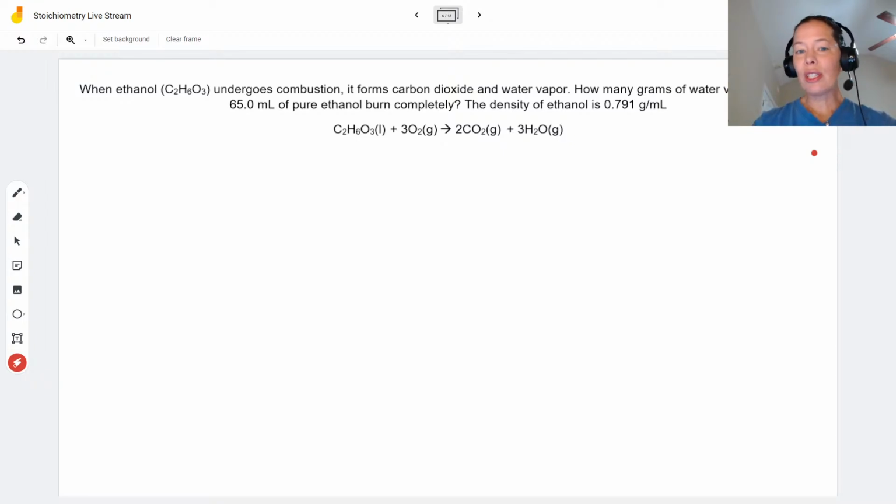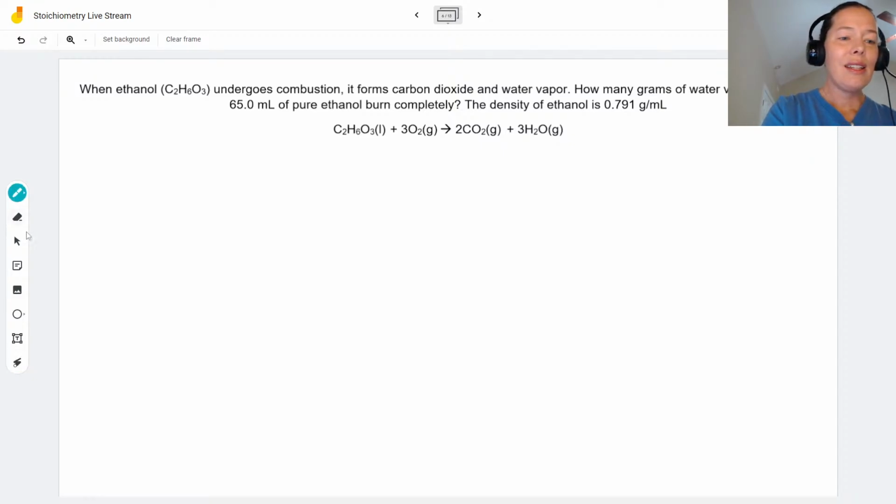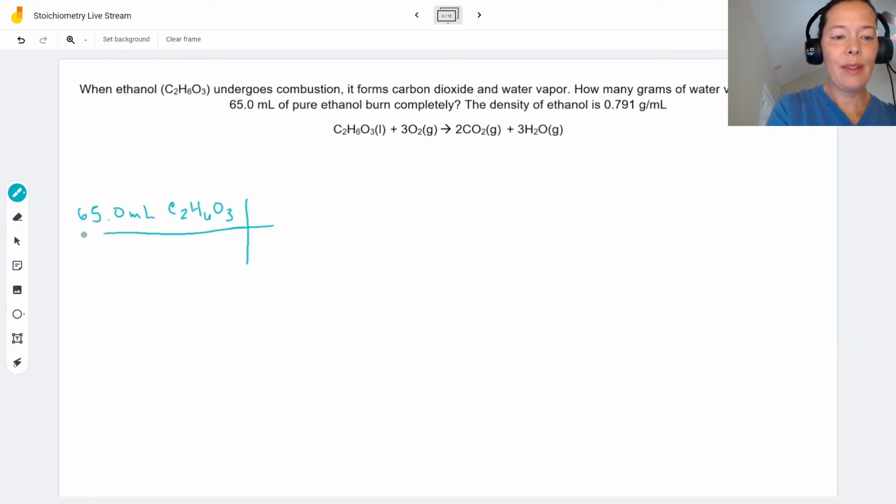Okay, so just like before, although I'm probably going to have extra steps, so I need to make sure I start to the far left. Let's start with what I was given, and I was given 65 milliliters of pure ethanol. So 65 milliliters of ethanol, C2H6O. Okay, make that decimal a little more clear.